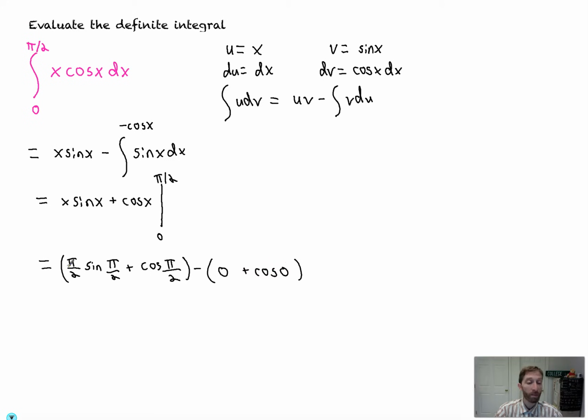And then we're going to evaluate it. Pi over 2 times sine of pi over 2, that's 1, times pi over 2 is pi over 2, plus 0, minus cosine of 0 is 1. And that is your answer.